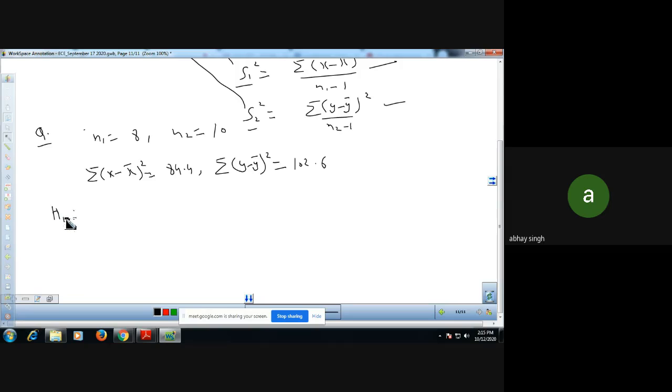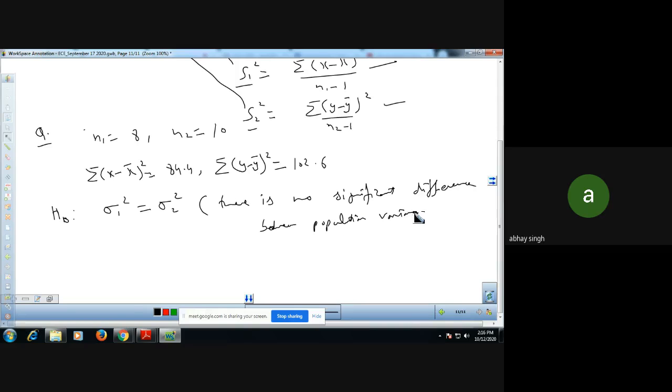So the null hypothesis is sigma 1 square is equal to sigma 2 square, that is, there is no significant difference between population variances, and its alternative will be the opposite, that both are not equal. This is what we have to fix.